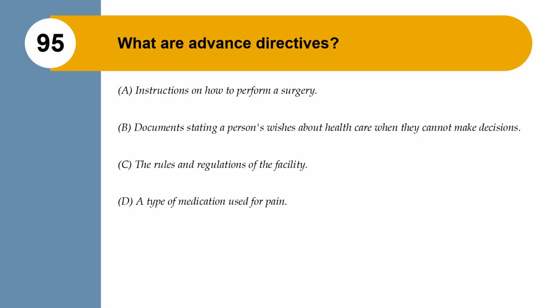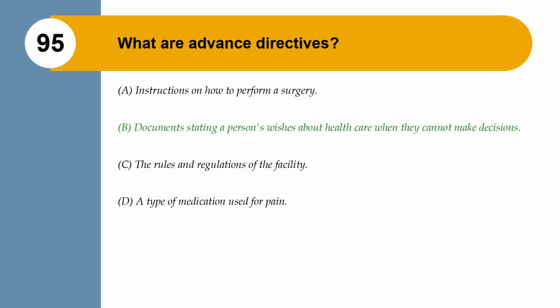Option A, instructions on how to perform a surgery. Option B, documents stating a person's wishes about health care when they cannot make decisions. Option C, the rules and regulations of the facility. Option D, a type of medication used for pain.